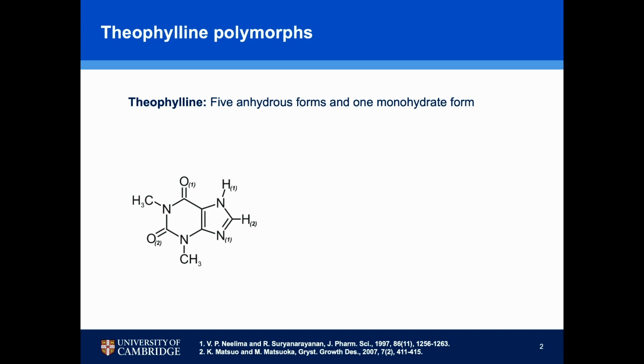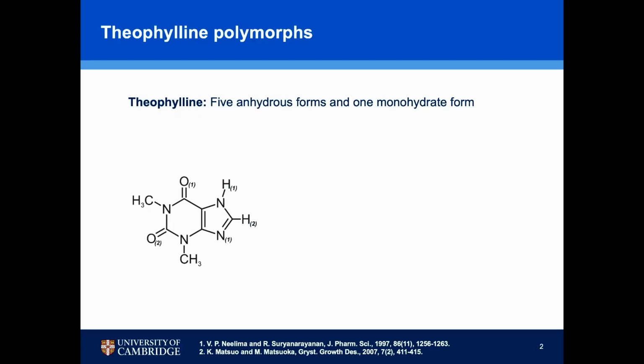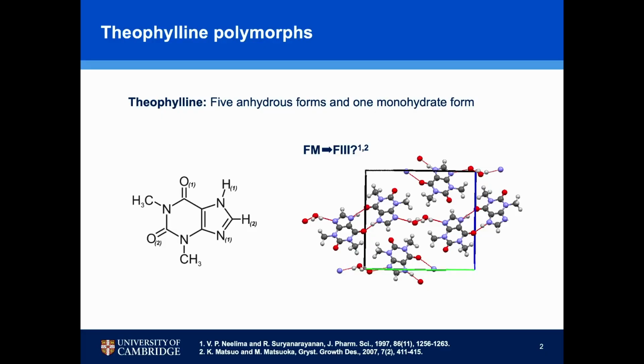Let's start with the Theophylline polymorphs. Theophylline has 5 anhydrous forms and 1 monohydrate form. For some of you who may not be familiar with the term polymorph, that means you have the same molecules, such as the Theophylline molecules shown on the left side right now. When they pack in a different way, they end up as a different polymorph, and for the monohydrate form, water is involved as well. The right side now shows the structure of the monohydrate form of Theophylline, and the water molecules are highlighted.